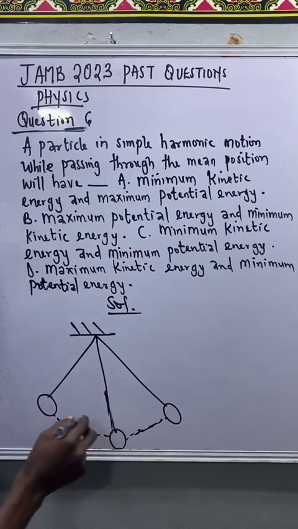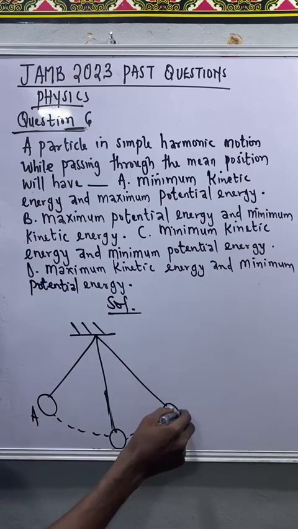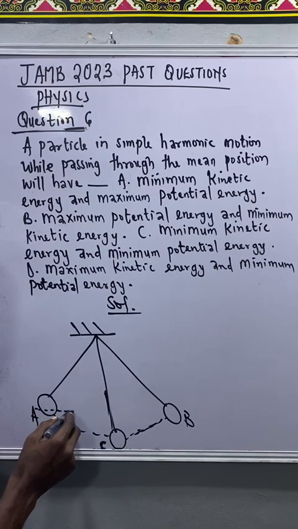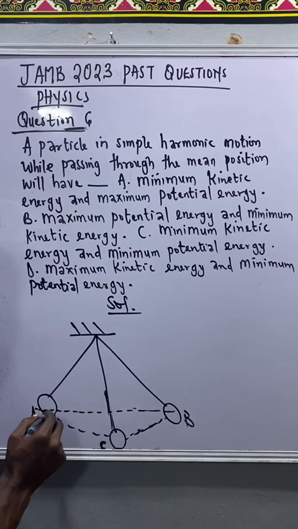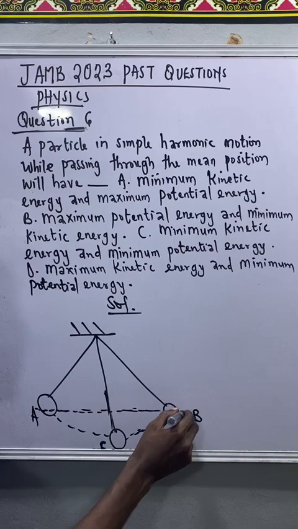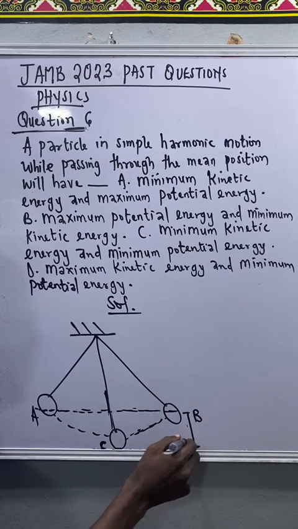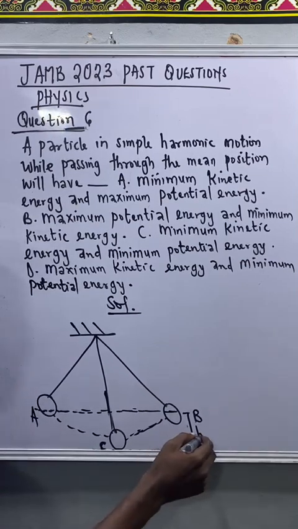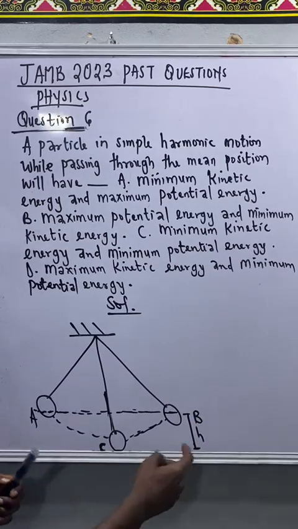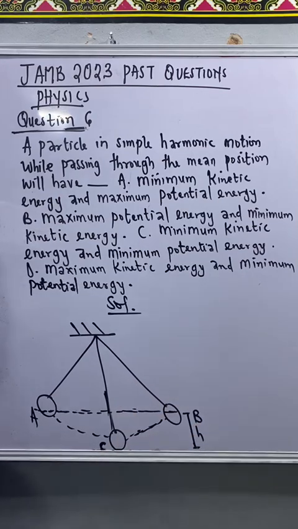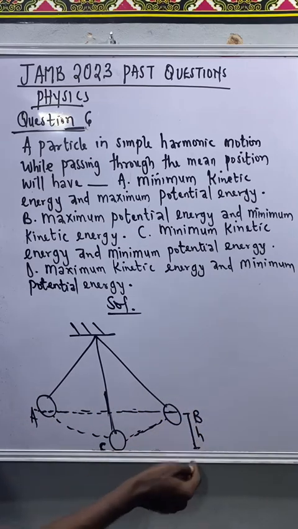Now, I can call this point A, this point B, and this point C. I can draw a horizontal line to join both A and B, so that from there I'll be able to know that there is a height between this point and the minimum position. Let me call it H, from the lowest point to this point B. So at A and B, you can see that we have heights.